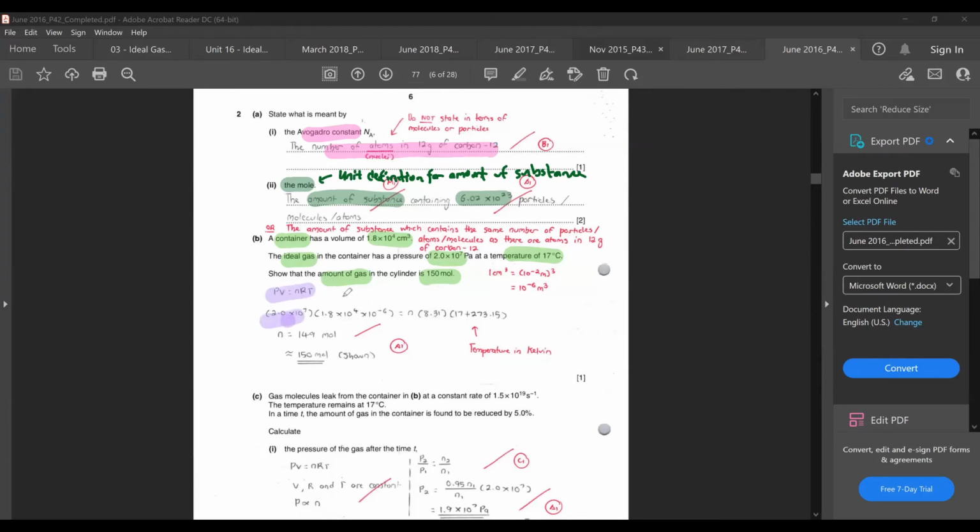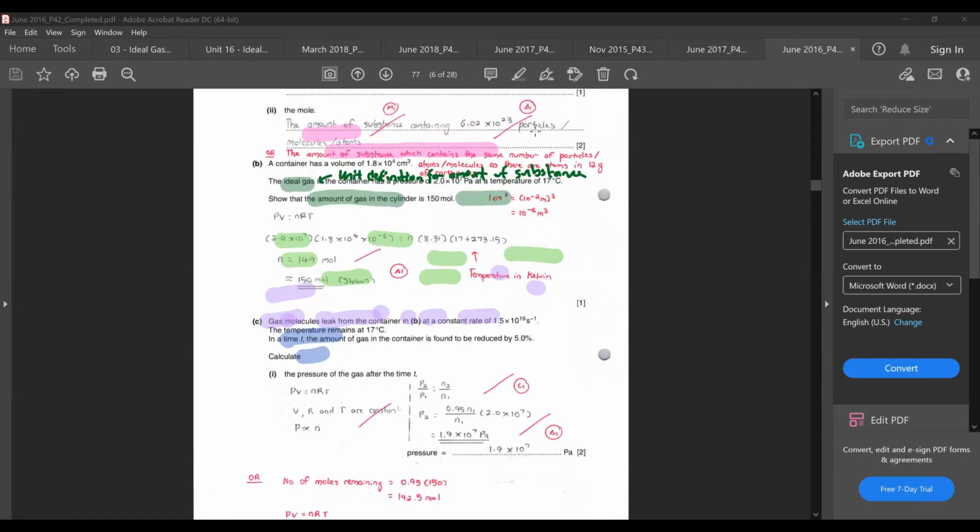Pressure, 2 times 10 power 7, times volume, 1.8 times 10 power 4 times 10 power minus 6 because you want to change centimeter cube to meters cube. And then n times 8.31 times the temperature in Kelvin. So 17 plus 273. So at the end, you will get the number of moles as 150 moles. Okay, so this one is pretty straightforward.